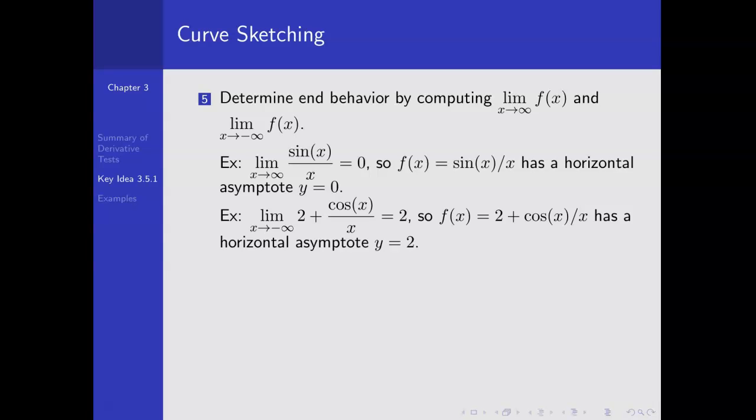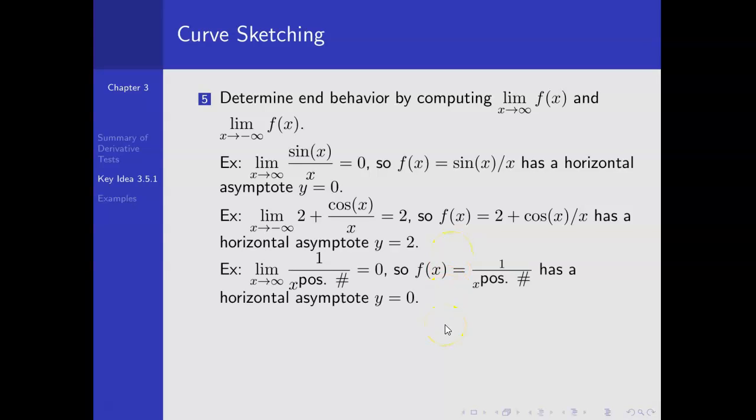Cosine x is always between positive 1 and negative 1. So when x goes to negative infinity, that's getting really, really big and negative. So in the numerator, we've got something that's stuck between 1 and negative 1, getting divided by something really, really big and negative. So overall, that ratio is getting smaller and smaller, closer and closer to 0. So we get 2 plus 0 is 2. So that function, 2 plus cosine x over x, has a horizontal asymptote at y equals 2.